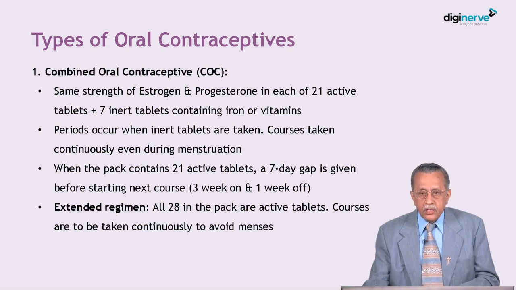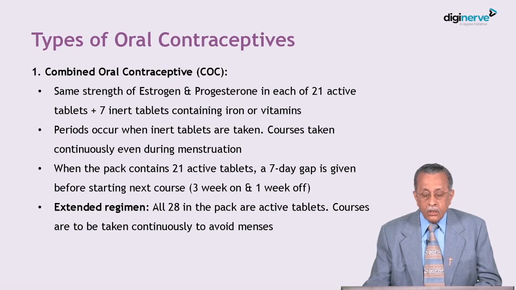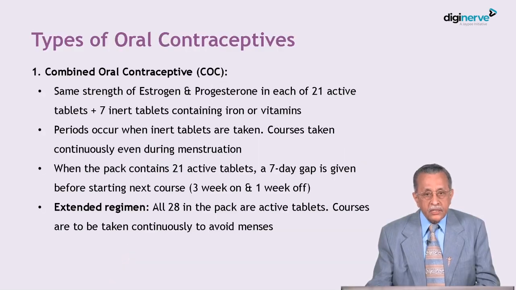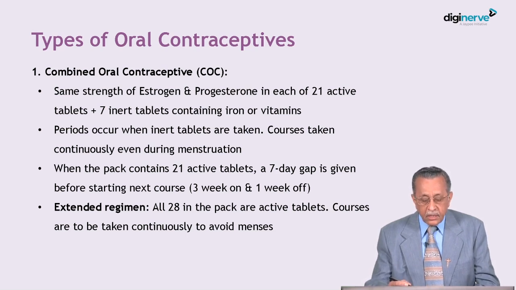The combined oral contraceptives, called COC, are the most commonly used. The package contains 28 tablets, of which 21 contain the same strength or dose of estrogen and progesterone, followed by 7 inert tablets which contain iron or vitamins. Periods occur when the active tablets are completed and the inert tablets are started. So the course is taken continuously even during menstruation.